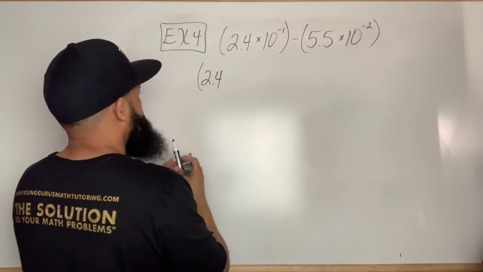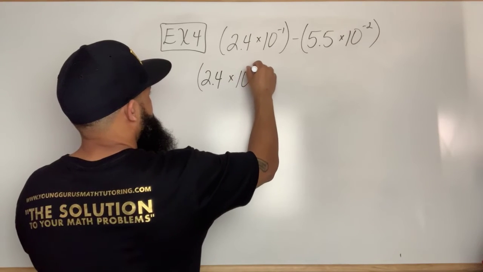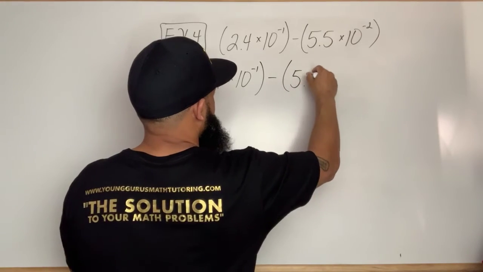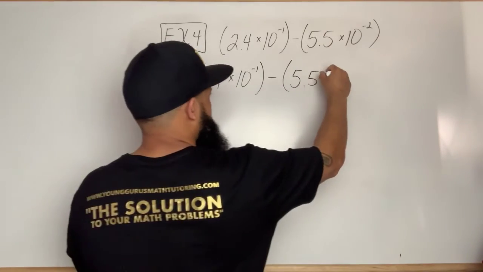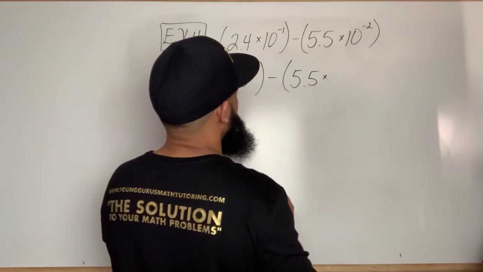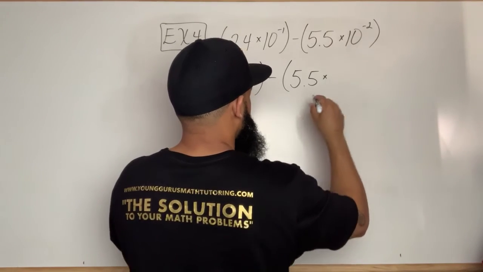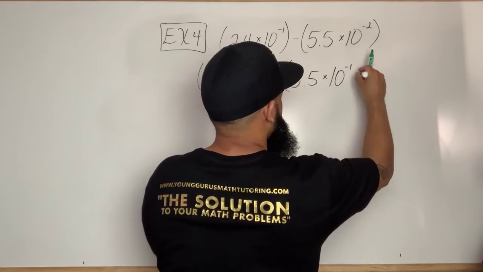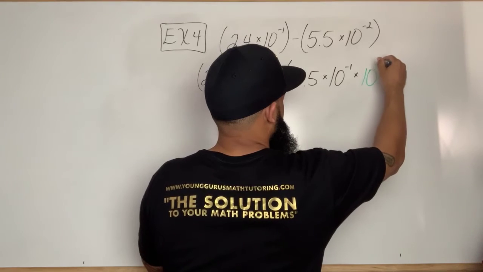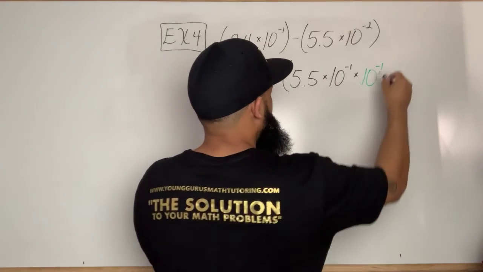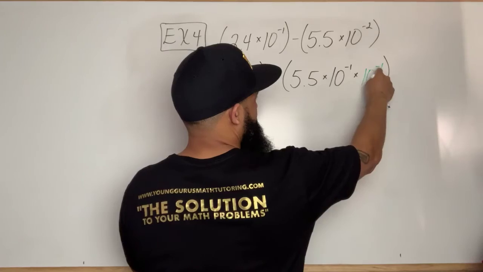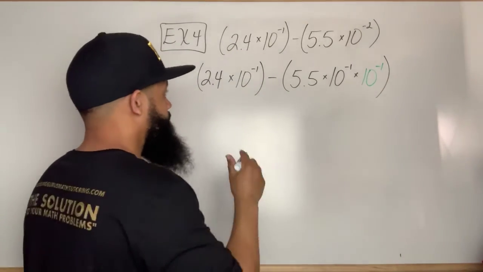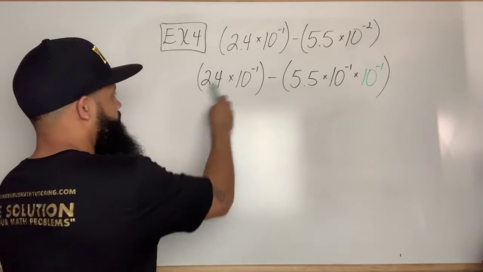So times 10 to the negative 1, and then minus, and I want to say 5.5 now times, in this case, 10 to the negative 1, and then times 10 to the negative 1. All right, so notice negative 1 plus negative 1 gives me negative 2. All right, so that's another way. You got to double check those exponents. Now, so that this one stays the same.